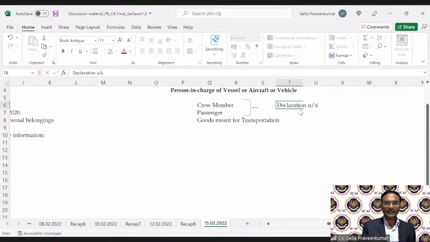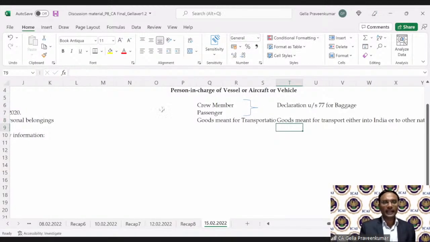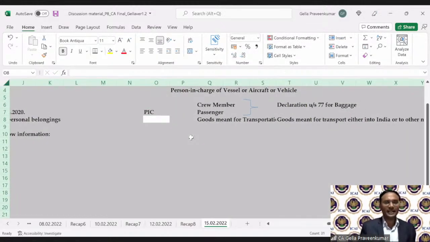Declaration under section 77 for baggage. Goods meant for transport, either into India or to other nations. Now, I call a person called PIC. Who is PIC? Person in charge.